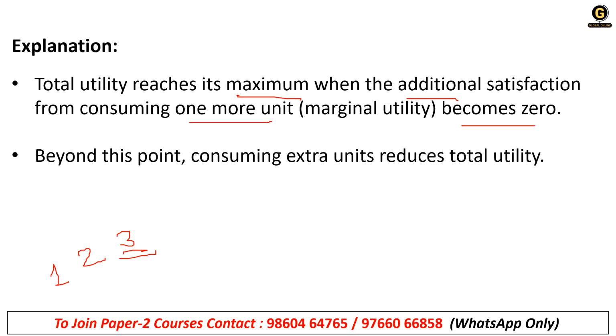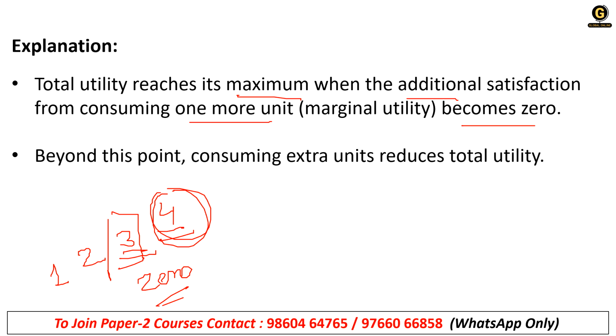Okay, and after consuming the third apple, if you add one more, that means the fourth apple, your satisfaction level or your marginal utility will be reducing. Getting it? Your total satisfaction, your utility, will be reduced from this point. That means at the third point, marginal utility is 0 because your satisfaction level reached the maximum. And after that, when you add one more unit to consume, it will reduce your total utility.